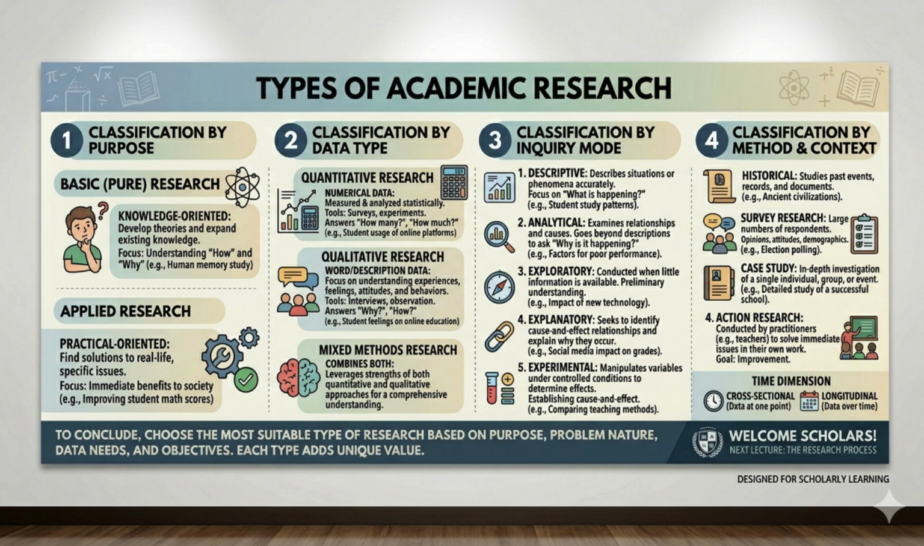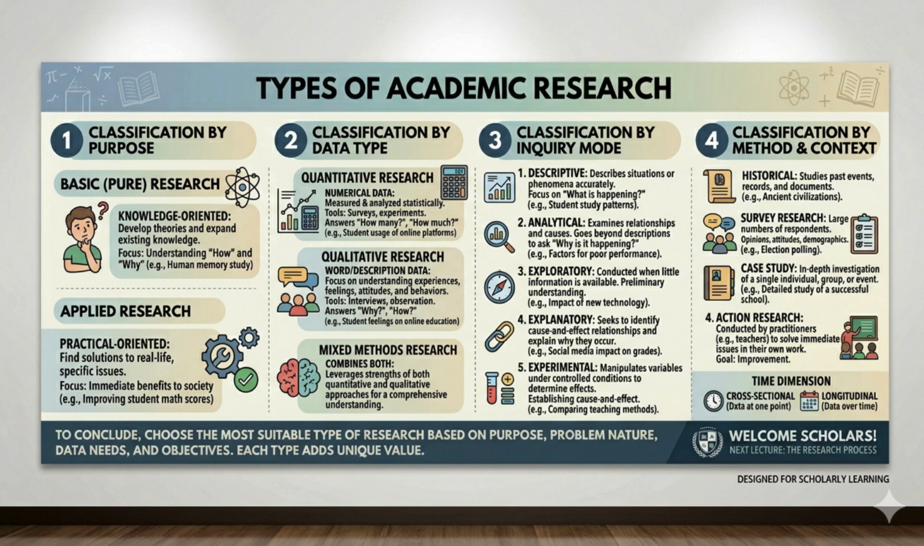One of the most common classifications is basic research and applied research. Basic research, also known as pure research, is conducted to increase knowledge and understanding without focusing on immediate practical application. The primary objective is to develop theories and expand existing knowledge. For example, a psychologist studying how memory works in the human brain may not be trying to solve a specific problem immediately, but the findings may help future researchers and practitioners.